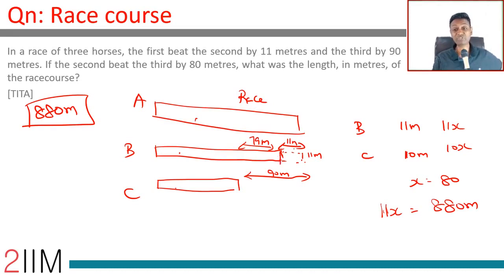But by the time B finishes, B has a lead of 80 meters. That is, when B finishes this 11 meters, C travels only 10 more. Or when B travels 11, C travels 10. So if B travels 11x, C travels 10x, the difference is x. This is 80 meters, or the race length should be 880 meters.